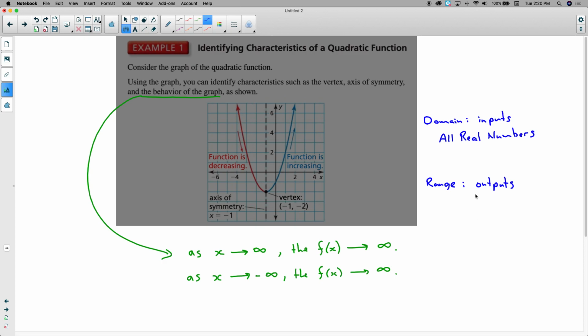But the outputs never get lower than this value right here, which is -2. There's no -3 output. There's no input that brings you as low as -3. There's an input that gets you as low as you ever get, which is -2. Okay, so the outputs are -2, -1, 0, of course the fractions in between, but -2 and above. Okay, so then we need to come up with a way of writing that.